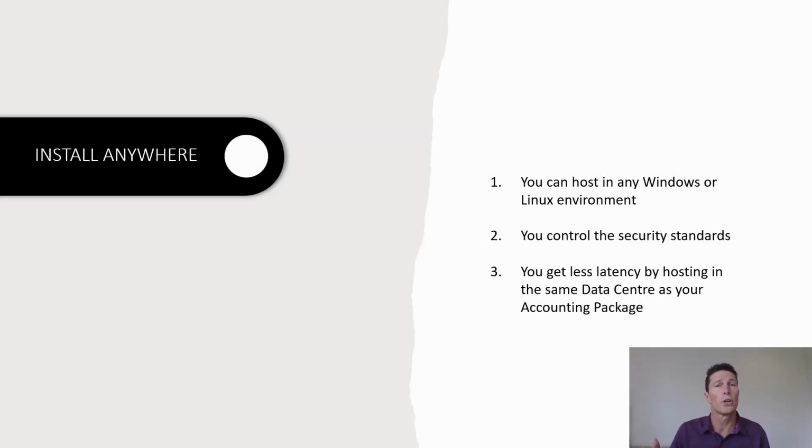Firstly, you can host Utopia anywhere. It's incredibly flexible. You can host it in Windows or Linux. You can install it in your cloud provider if you have one, AWS, Azure, or any other provider. You can host it on a VM if you have one. You can host it on-prem if you've got your own hardware. You can even install it on your PC or laptop with really good performance.